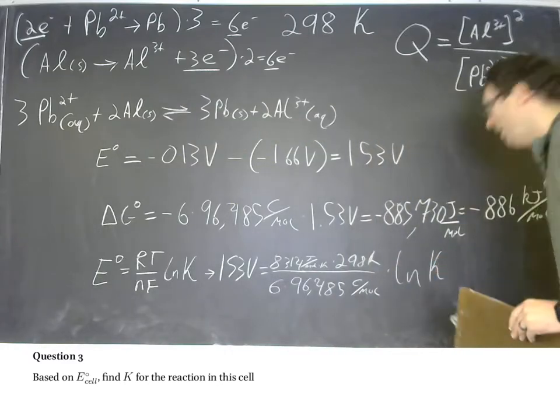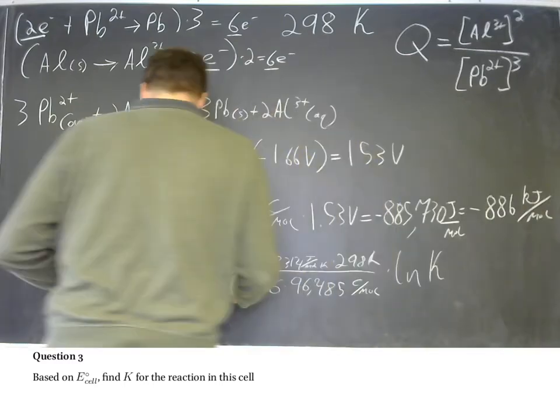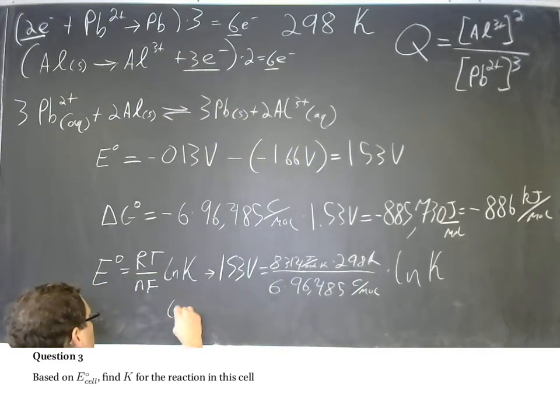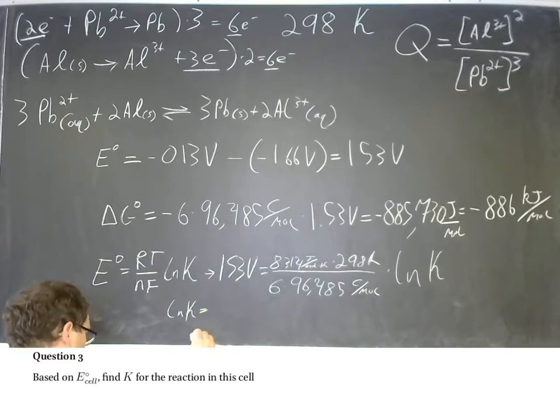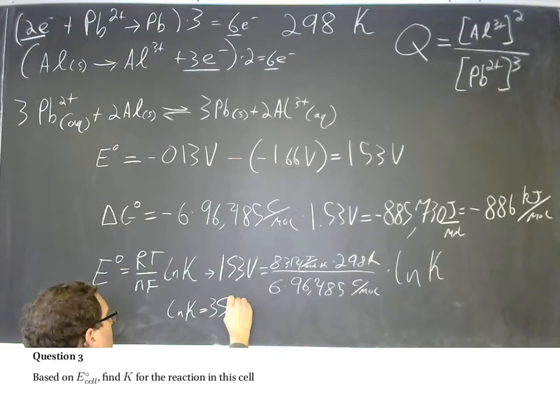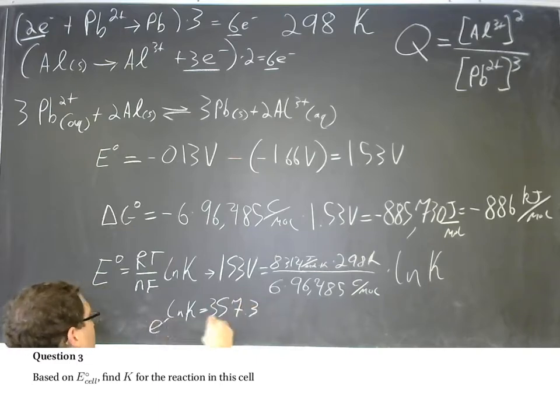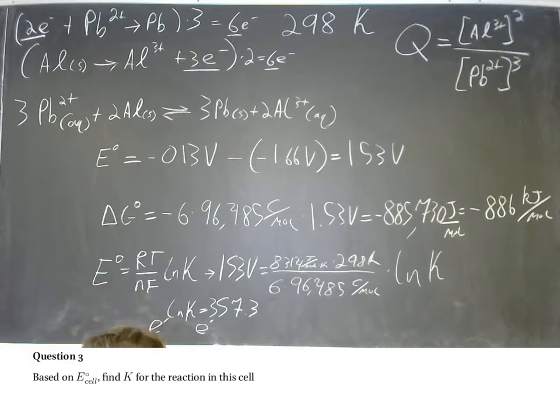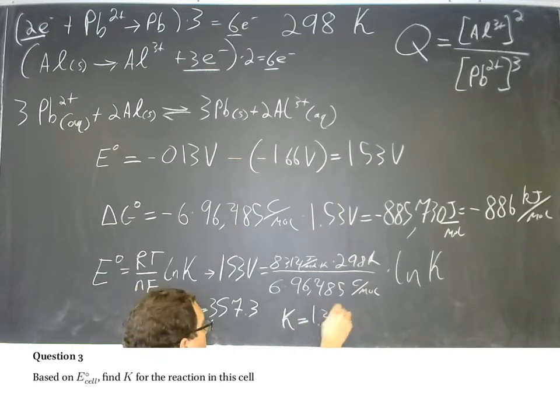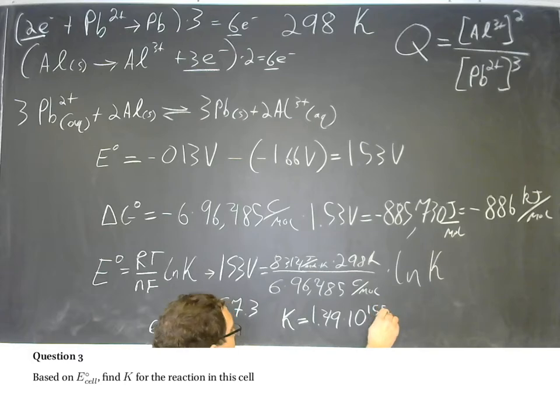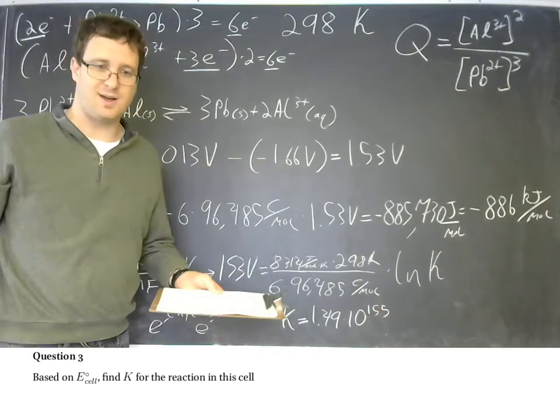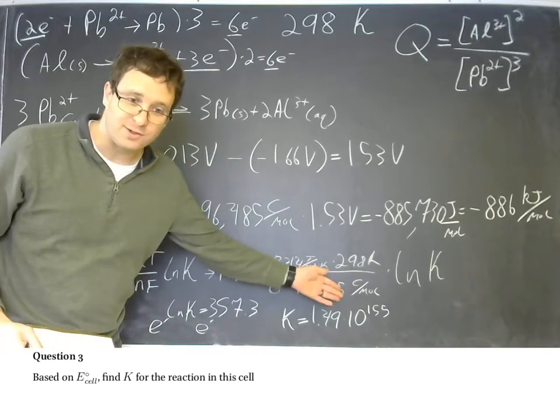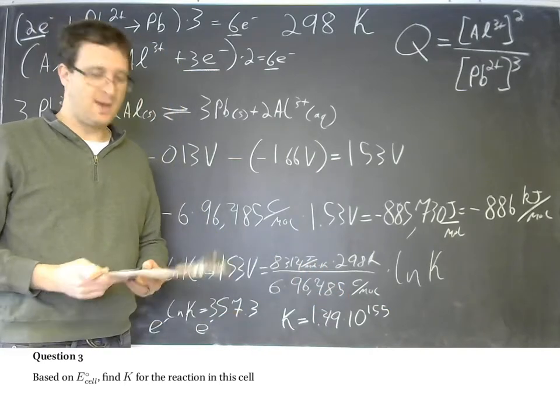Do I have enough room? I do. So the natural log of K in this case would equal 357.3. We'd raise e to 357.3 and we end up with K equal to 1.49 times 10 to the 155th power, which is now the biggest number we've seen yet in this class. Larger than a googol, which is 1 to the 100th. That is the equilibrium constant.